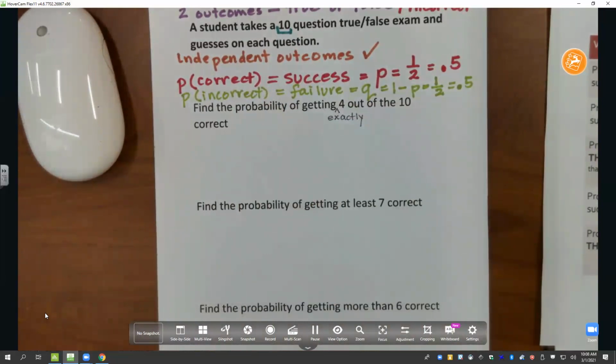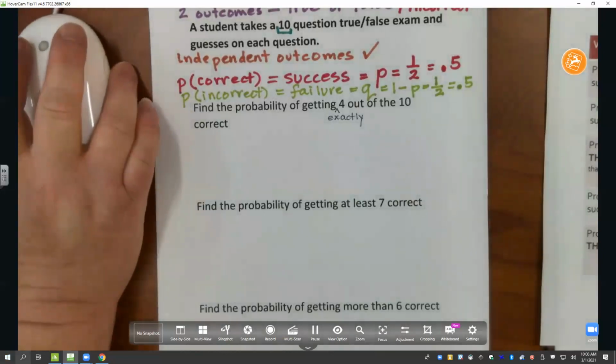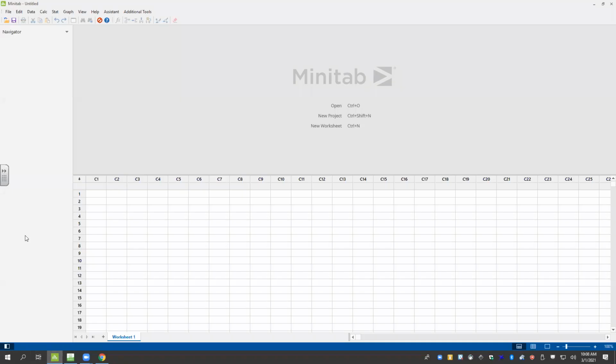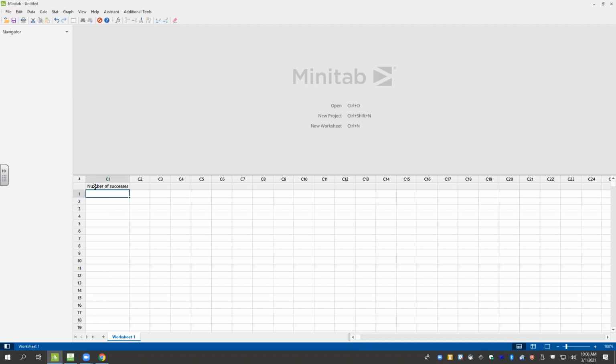We've got to go out to Minitab to do the calculations. Okay, so I've got Minitab opened. It's Minitab 19 that you should download to your personal computer, using the license that's in D2L, so you can get it for free.